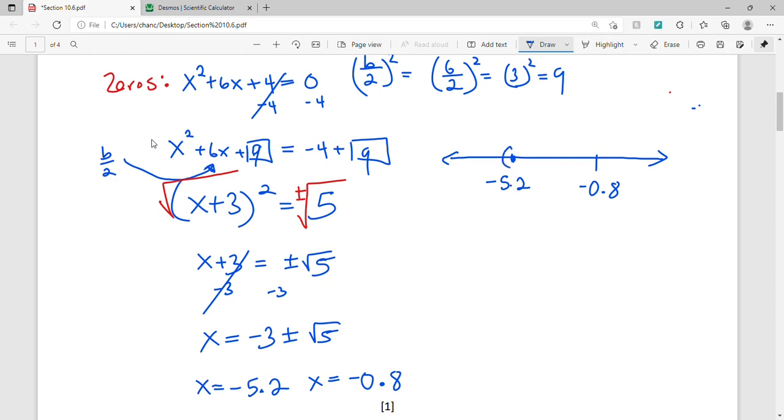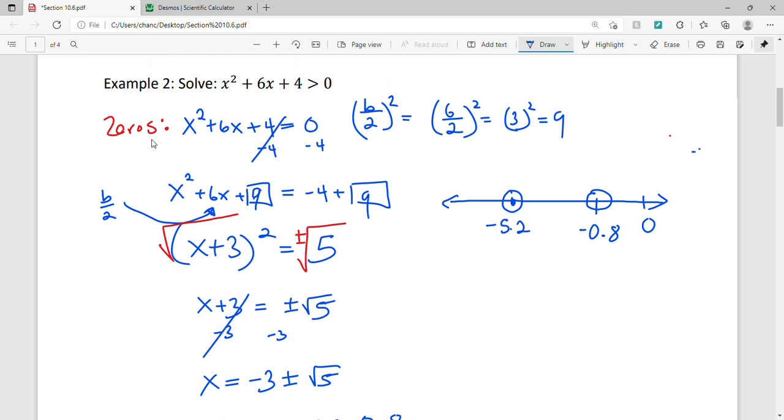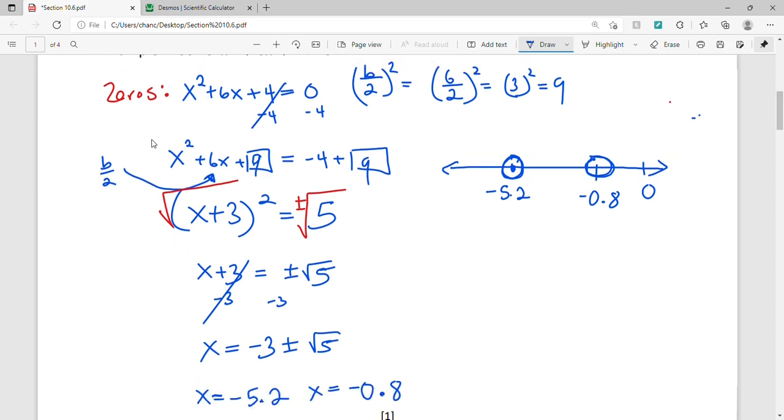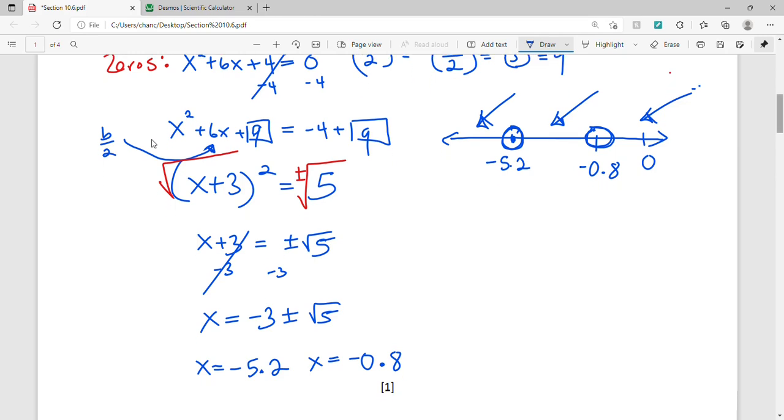Now, what kind of circles are these supposed to be? Well, if I look at my original inequality, it's x squared plus 6x plus 4 is greater than 0, so it doesn't include 0. I'm going to keep these as open circles. But I still need to check numbers to the left of negative 5.2, between negative 5.2 and negative 0.8, and to the right of negative 0.8. So I need to check three regions again. And so we'll build a sign chart.